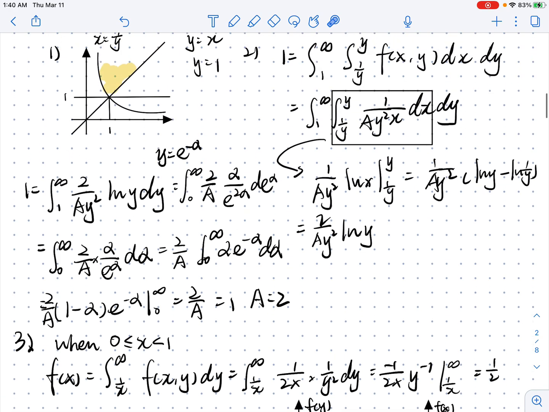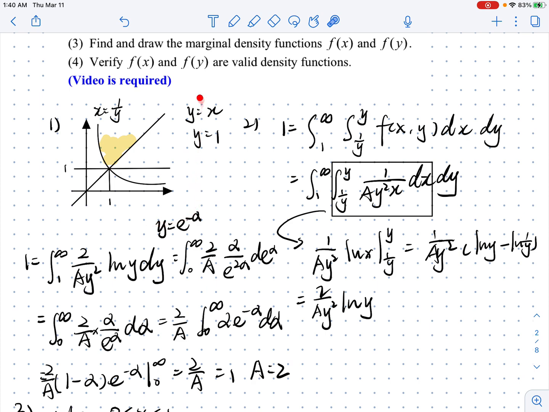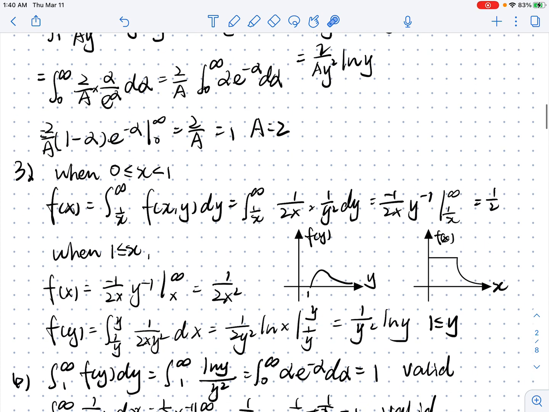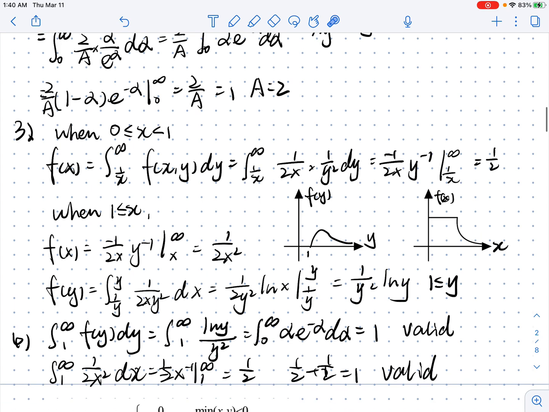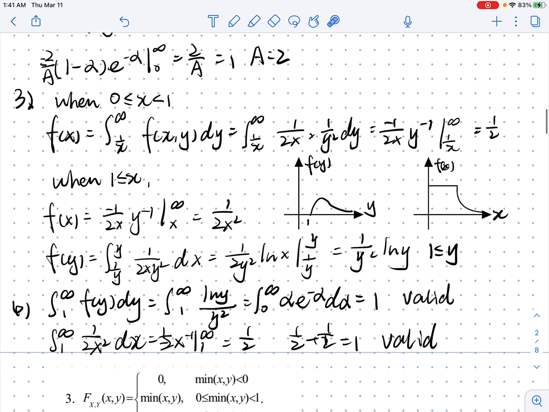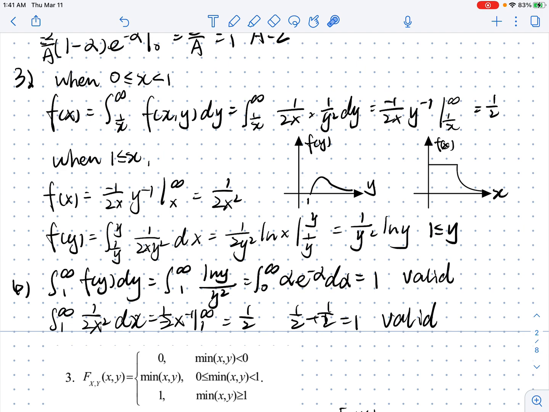When x is larger than 1, which is this part, we note that the integration is from x to infinity, and because these two are in the same form, we can just use this result and change the range. So after calculation, the result is 1 over 2 multiplied by x squared. And the figure should look like that.